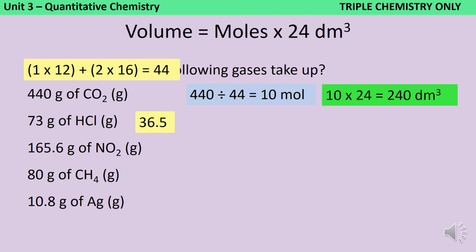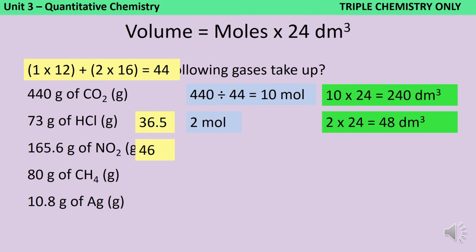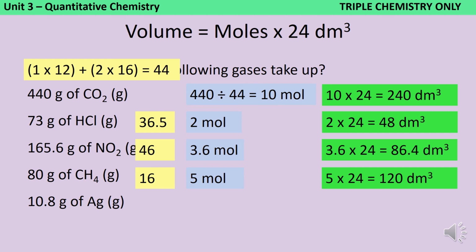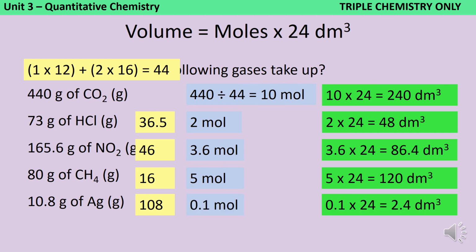Hydrogen chloride has a relative formula mass of 36.5, which means that 73 grams is 2 moles, and therefore it will take up 48 decimetres cubed. Nitrogen dioxide has a relative formula mass of 46, which means that 165.6 grams is 3.6 moles, which will take up 86.4 decimetres cubed. Methane has a relative formula mass of 16, which means that 80 grams is 5 moles, and that will take up 120 decimetres cubed. And silver has a relative atomic mass of 108. So if it was turned into a gas, that would be 0.1 moles, and it would take up 2.4 decimetres cubed.